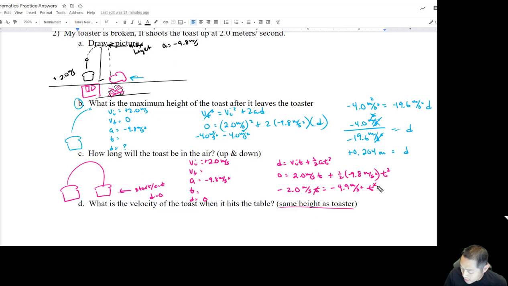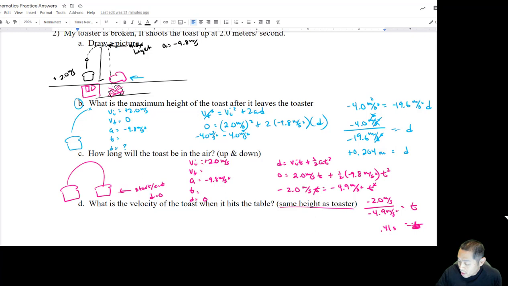And get rid of one of the t's, and then you're left with negative 2.0 meters per second divided by negative 4.9 meters per second squared equals t. And oops, you could just do that. It becomes positive. The units are correct. 2 divided by 4.9 is 0.41 seconds. That's a t, sorry.